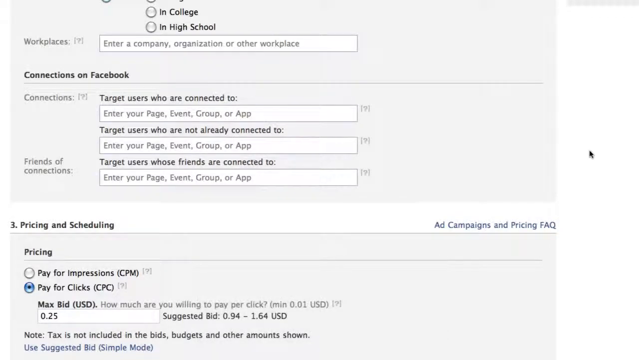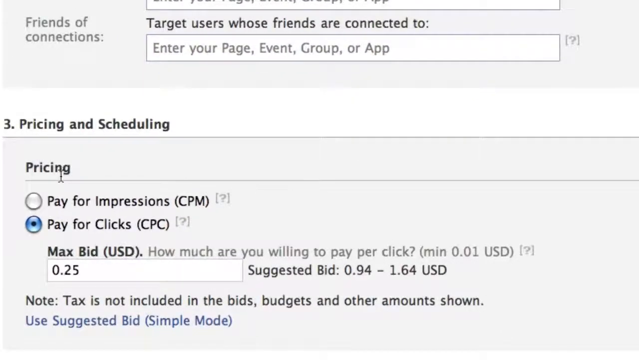So here you can see the bottom of an ad creative that I've worked on, and it wants me to put in my pricing model. The default here is pay-per-click, CPC, cost per click. And you can see the suggested bid here is 0.94 to 1.64, 94 cents to $1.64. So my 25-cent bid isn't going to cut it here.